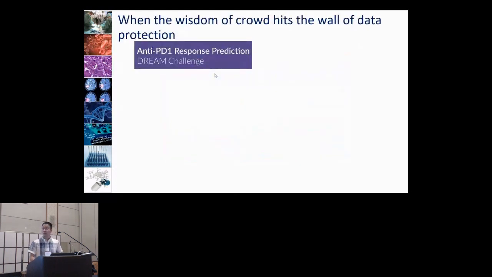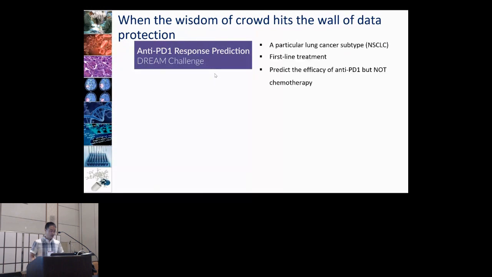This DREAM challenge, as mentioned by the organizer, is unique and has never happened before, because the wisdom of the crowd hits the wall of data protection, as the patient data is specific and sensitive. In this challenge, we are focusing on a particular lung cancer subtype, non-small cell lung cancer. We have to predict the immunotherapy response on the first line treatment, meaning those patients were not treated previously, and only the efficacy of the anti-PD-1, but not the chemotherapy.